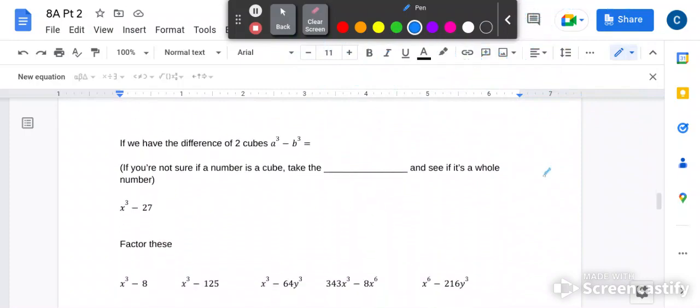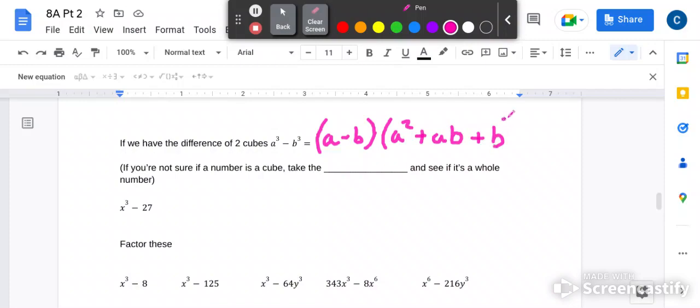All right, if we have a difference of cubes, so a cubed minus b cubed, what that's going to become is one parenthesis of a minus b. The second parenthesis is going to be a squared plus ab plus b squared. Again, if we're not sure the number is a cube, take the cube root. If the cube root is a whole number, then we have a difference of cubes that we can do.